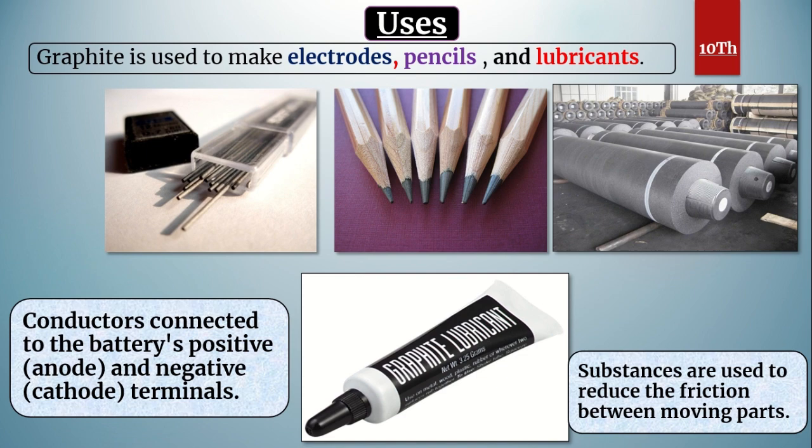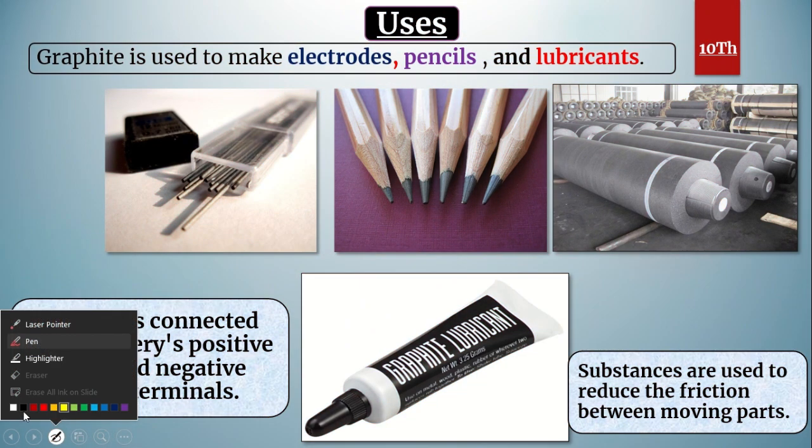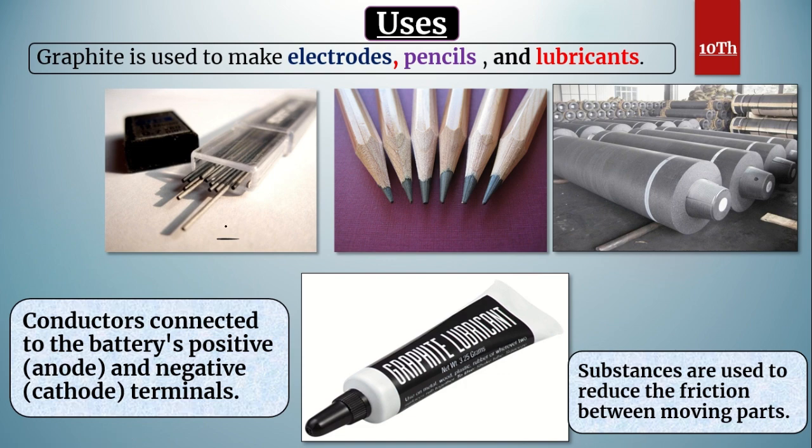And now the uses of graphite. You can see graphite has many uses. Look at this picture. This picture suggests that it is used to conduct electricity. These are electrodes used in laboratory. And look at this. These are pencils, but they have a graphite tip, so it's used to write. It's also a conductor. Look at these huge electrodes, used in factories to conduct electricity through different processes. And it's also used as a lubricant, which we have discussed. So graphite is used to make electrodes, pencils, and lubricants.